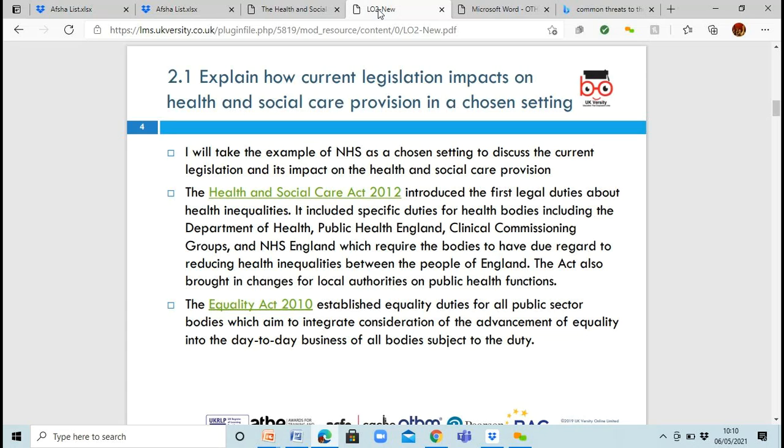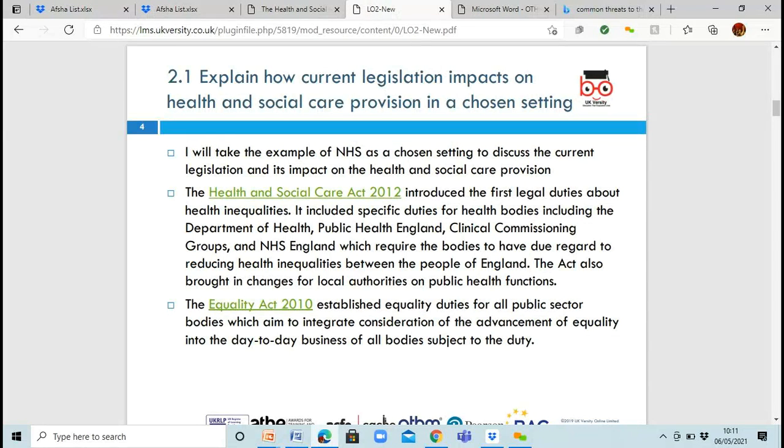Thank you. So we're going on to 2.1. Remember, please ask questions, unmute yourself, ask what you need to, and you're very welcome to. 2.1, explain how current legislation impacts on health and social care provision in a chosen setting. We're going to look at the NHS as an example again, like we did yesterday. Yesterday we looked at the structure of the NHS, how it came about and how it's developed. Today we're going to look at it in regards to legislation.